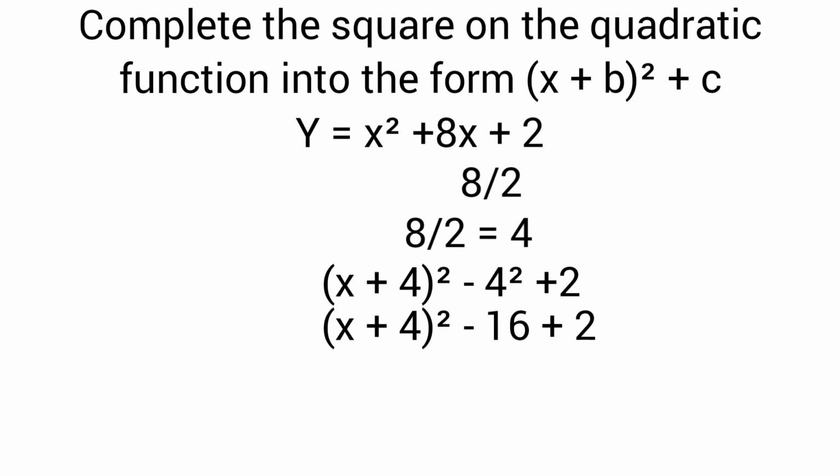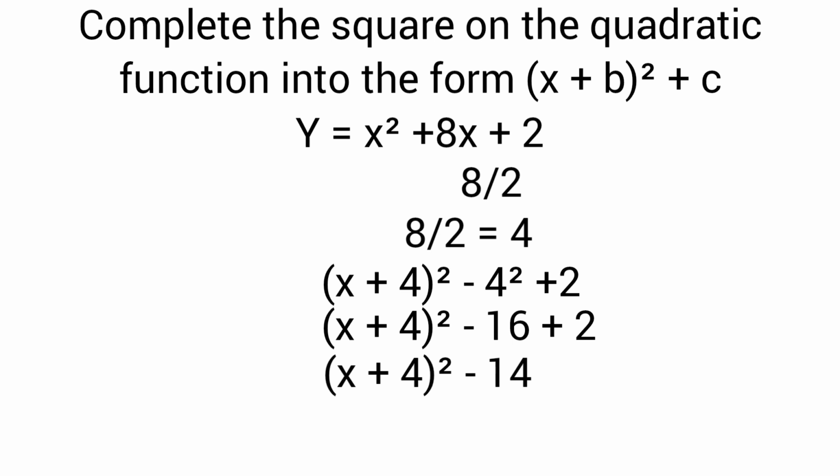Knowing that the square of 4 is 16, so add 2 to minus 16, that will give you minus 14. So to complete the square on the quadratic function of x squared plus 8x plus 2 will give us x plus 4 squared minus 14.